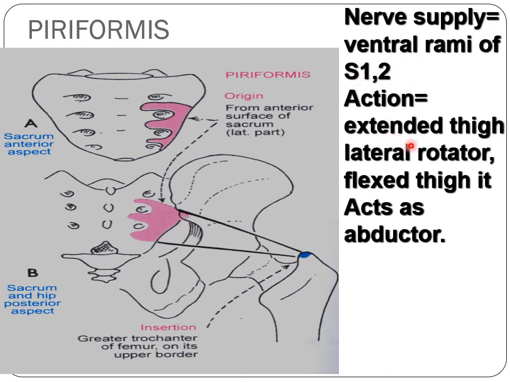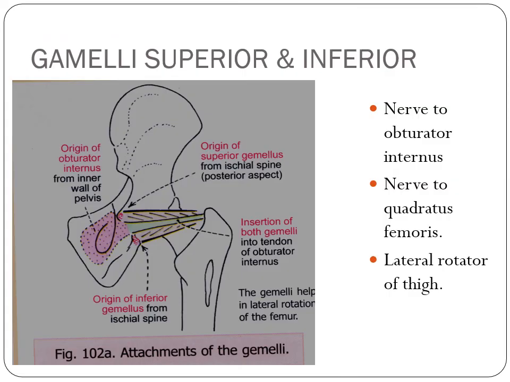Its action is to extend the thigh, laterally rotate it, and when the thigh is flexed, it acts as an abductor. These are the actions of the piriformis muscle.